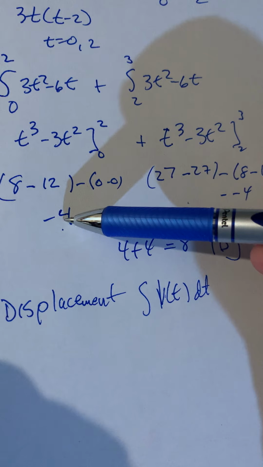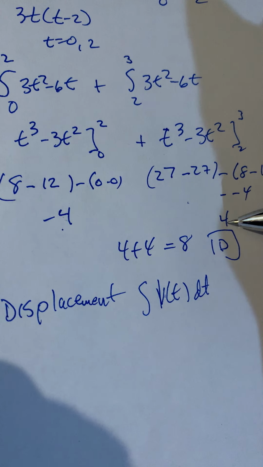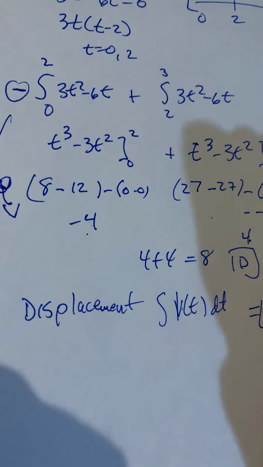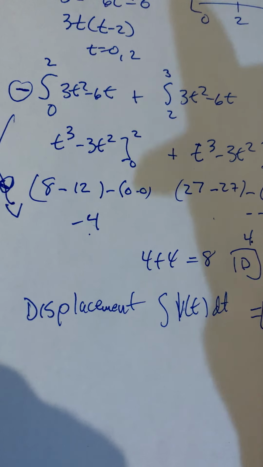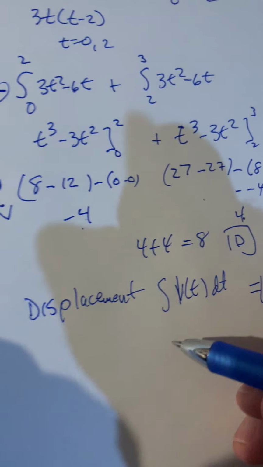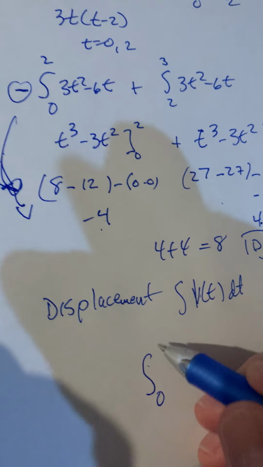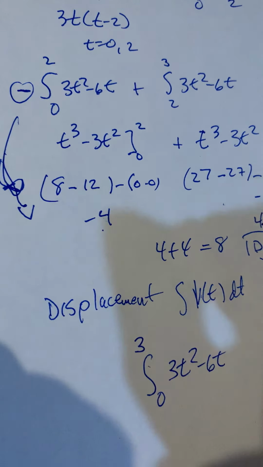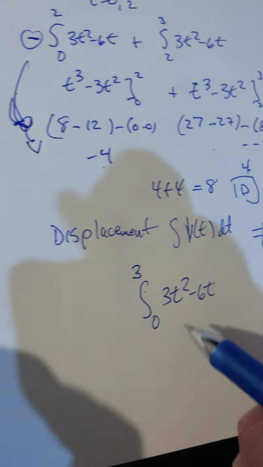So I went from 0 to 2, I got negative 4. And then I went from 2 to 3, I got 4. So the displacement is going to be 0, which I'll go ahead and just do, because if this were a problem by itself, that's not the way you would do it. If this were a problem by itself, you would just integrate from 0 to 3 of the 3t squared minus 6t. You'll see I'll get 0 just by integrating the velocity.